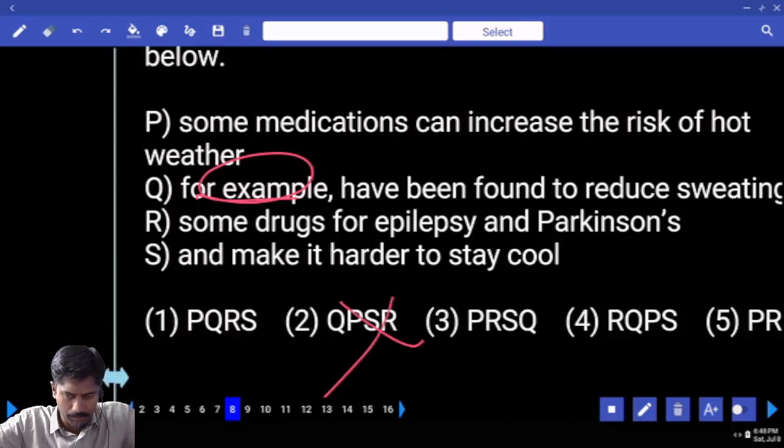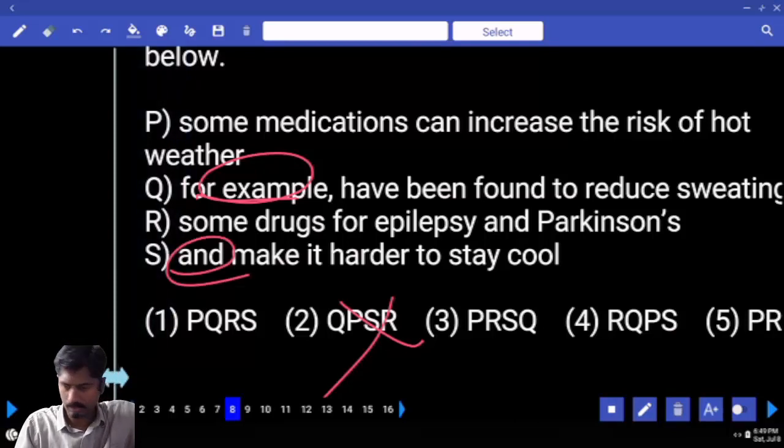Some drugs for epilepsy and Parkinson's. Maybe first, and cannot be the first. We can eliminate S, but there is no S starting. So definitely the first sentence is either P or R. So what should I take?